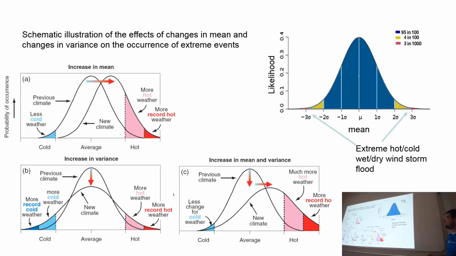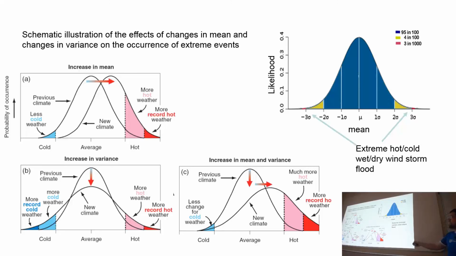Or if this distribution was wetness and you shift the average toward more wet, then you increase the likelihood of getting an extreme flood event. Or if you shift it towards being drier, you might increase the chance of getting a drought. So shifting the average is not important for the average, but it is really important for shifting the extremes of these distributions of weather.